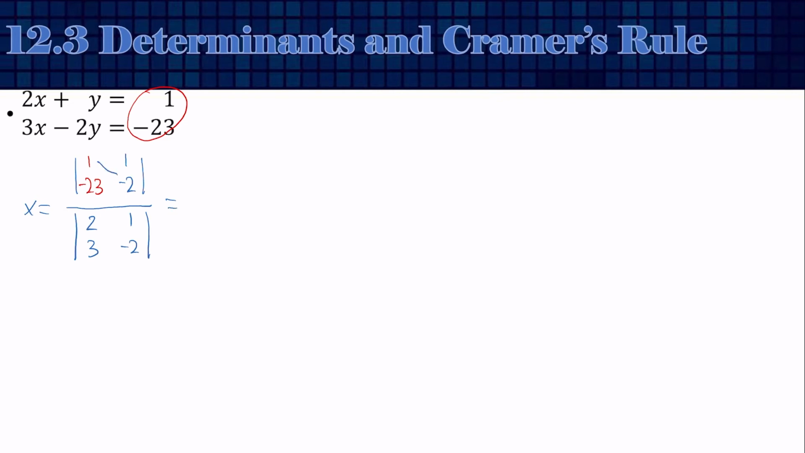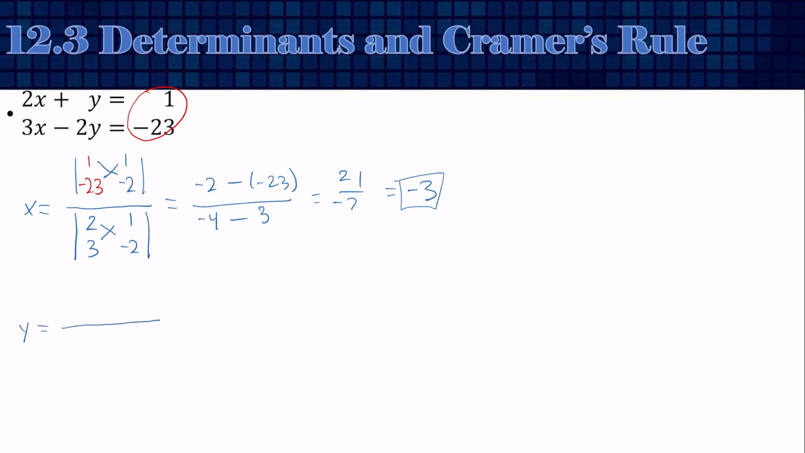Find your determinants. That's -2 minus -23. On the bottom, it's -4 minus 3. So it looks like it's 21 over -7, or -3. So x is -3.